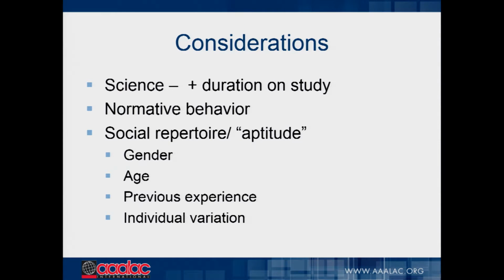What is their normative behavior? I think we've been guilty of saying, well, social housing, group housing, means the nirvana where you don't have conflict. And you don't have to think about that very long before you realize that's really impractical. So what is their normative behavior? Do they fight in the wild? Is there conflict? Is there aggression? And most of the time the answer is yes. So if we expect some higher level of performance, if you will, by these animals in our environment, that's probably not realistic. Again, their social repertoire and aptitude.